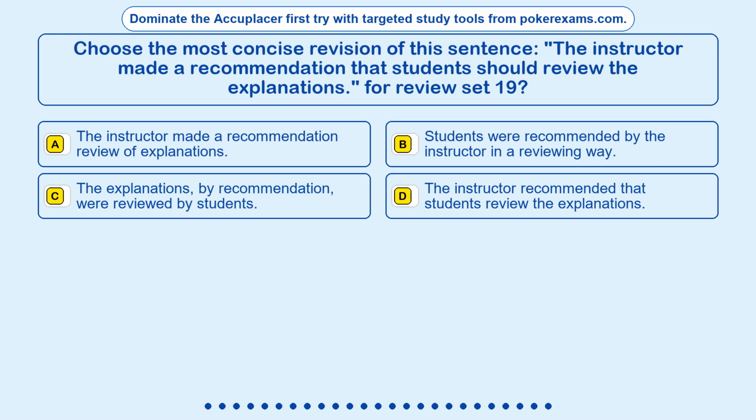Question 22. Choose the most concise revision of this sentence. The instructor made a recommendation that students should review the explanations. For review set 19. Option A. The instructor made a recommendation review of explanations. Option B. Students were recommended by the instructor in a reviewing way. Option C. The explanations, by recommendation, were reviewed by students. Option D. The instructor recommended that students review the explanations.